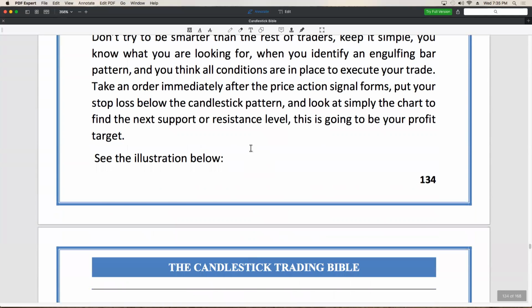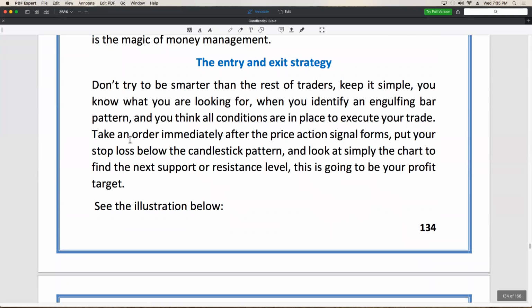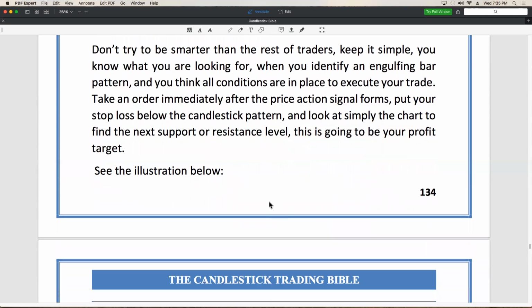Okay, let's read this again. I'm not looking at what I was reading. Okay. Take an order immediately. When you identify an engulfing bar pattern and you think all conditions are in place to execute your trade, take an order immediately after the price action signal forms. Okay.